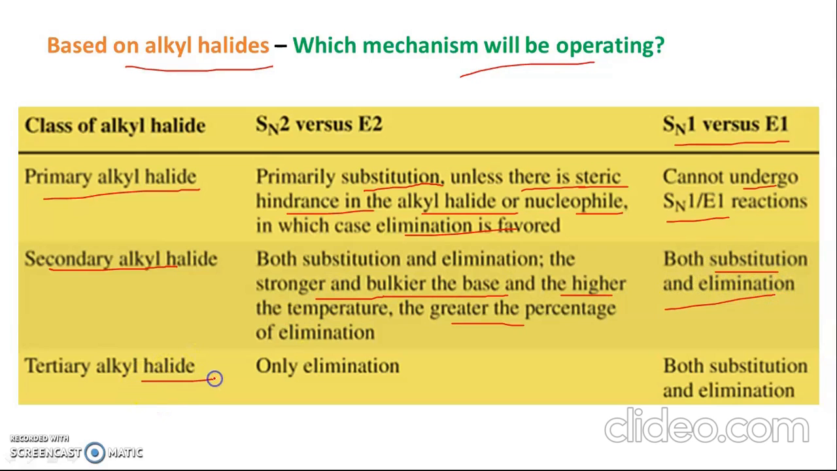And the last one, that is a 3 degree alkyl halide, only elimination, because SN2 is not possible in case of tertiary. This is a very bulky alkyl halide, so approach of the nucleophile in the transition state will be very problematic. And SN1 versus E1, both are possible in case of tertiary alkyl halide. So that's all about this video, that is E1 versus E2 and then elimination versus substitution.